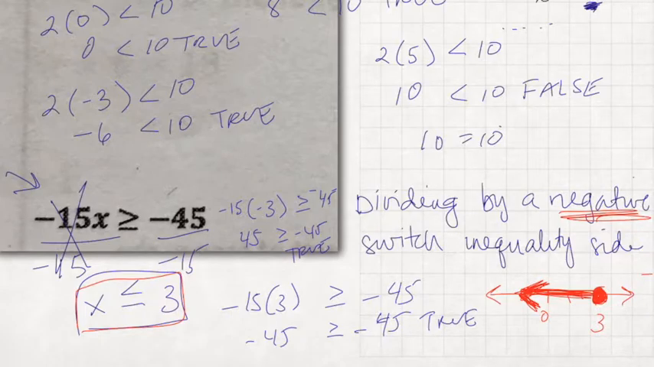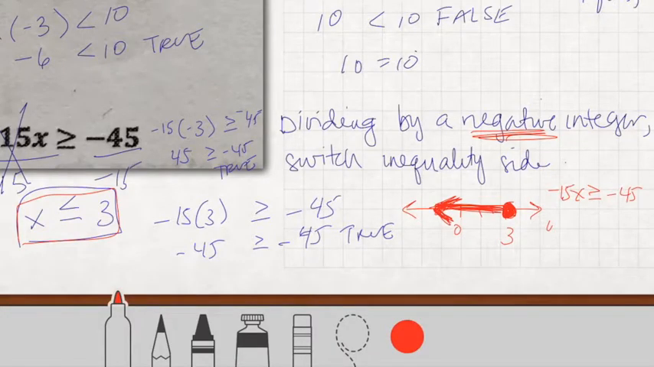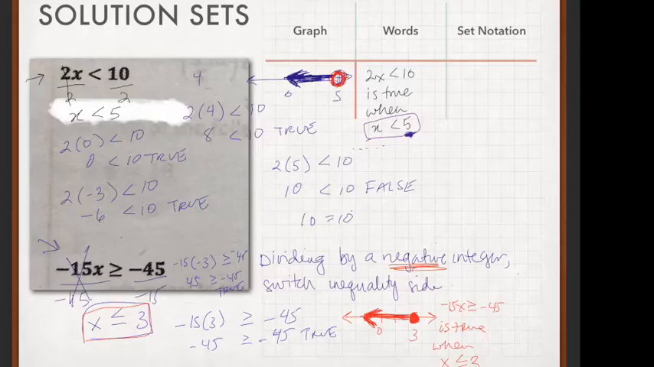Using your words, you're going to have negative 15x is greater than or equal to negative 45 is true when x is less than or equal to 3. Now when we write our solution set in set notation, we are going to write it a little bit differently than we would an equation. The reason for that is because we're going to have more than one value, we need to be very specific about what those values are.